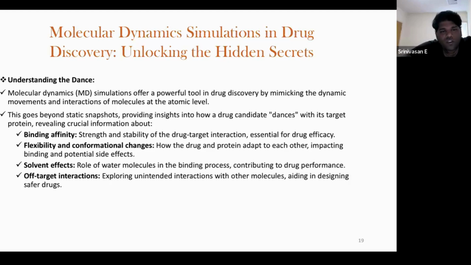Once we use this, we tend to find the solvent effect, the hydrogen bond interaction, the solvent accessibility, and the binding affinity of the ligand with the protein, with this molecular dynamics simulation over the dynamic range rather than the static range.